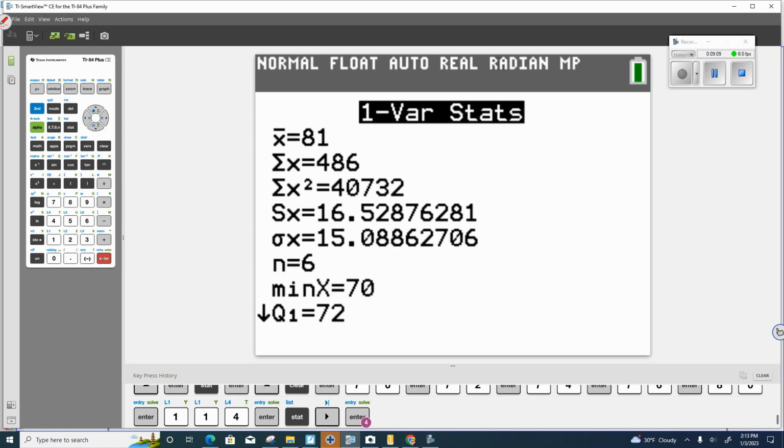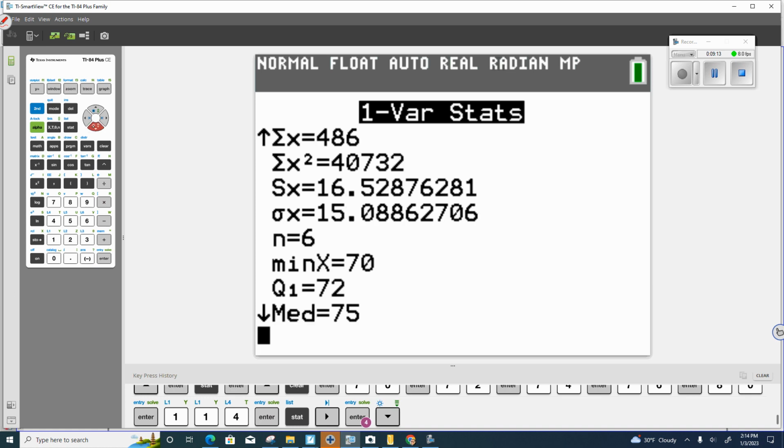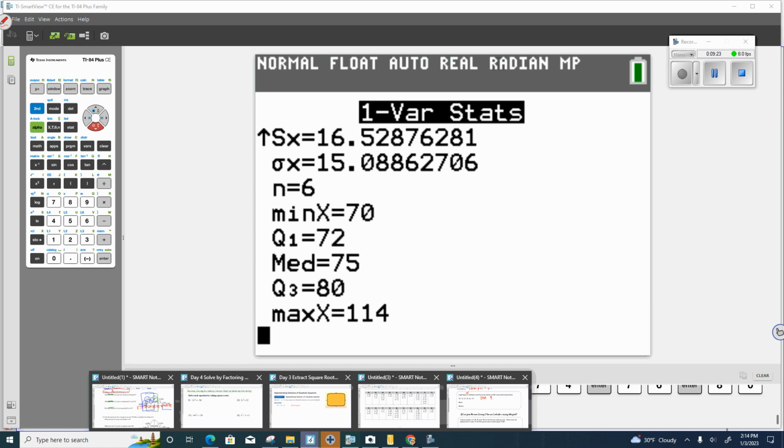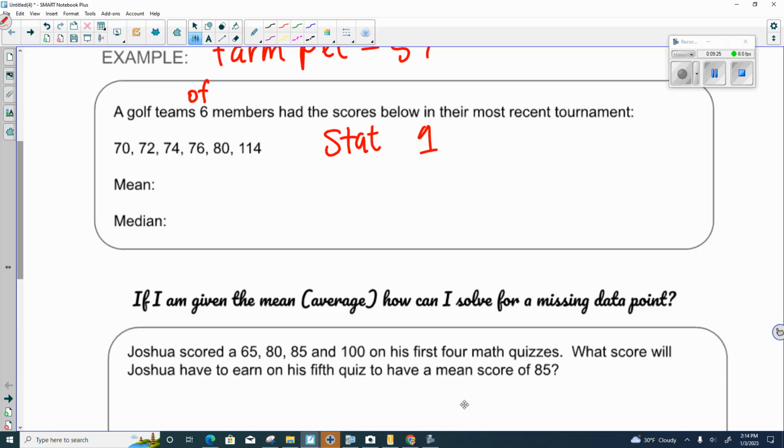Okay, so on your paper, please write down the mean is 81. The median is 75. The mean, which one is it? The mean was 81. The median was 75.